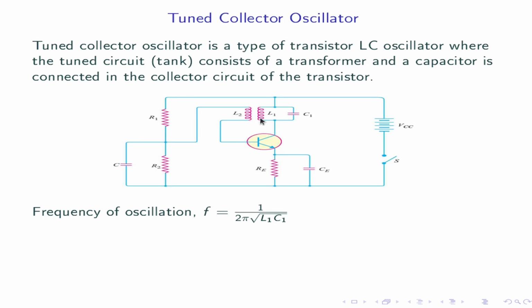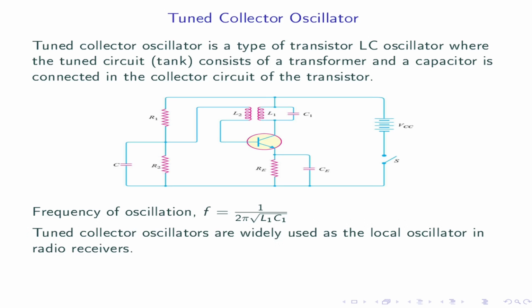The transformer gives a phase shift of 180 degrees and an additional phase shift of 180 degrees is provided by the transistor in CE mode. Thus, a total phase shift of 360 degrees or 0 degrees occurs. As a result, the energy fed back to the tank circuit is in phase with the generated oscillations. Tuned collector oscillators are widely used as local oscillators in radio receivers.